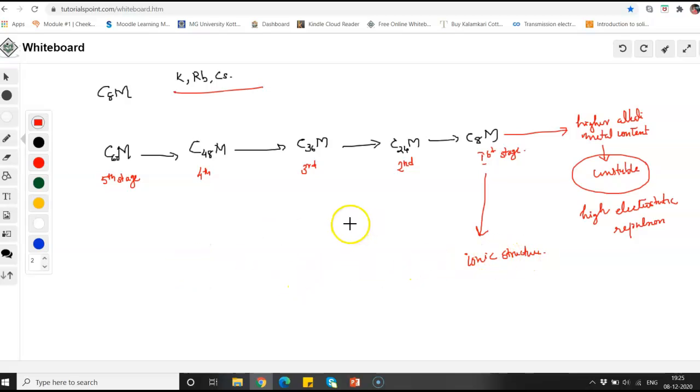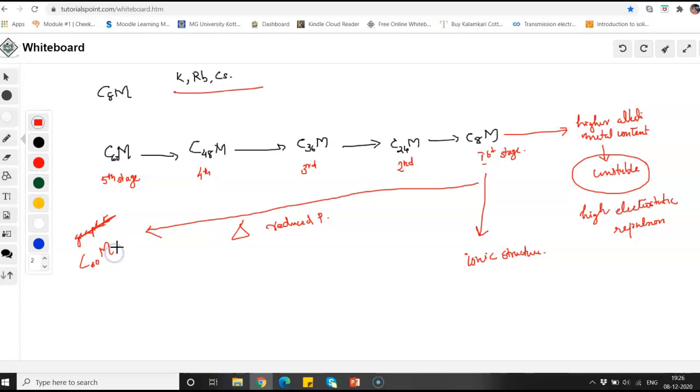If the intercalation compound is heated under reduced pressure, the reaction occurs in the reverse order. If you reduce the pressure and heat them, you will get the first stage, second stage, third stage, fourth stage, fifth stage, and ultimately C60M.